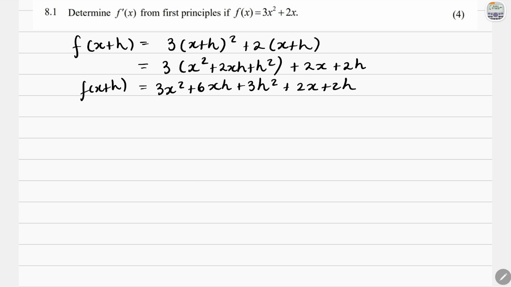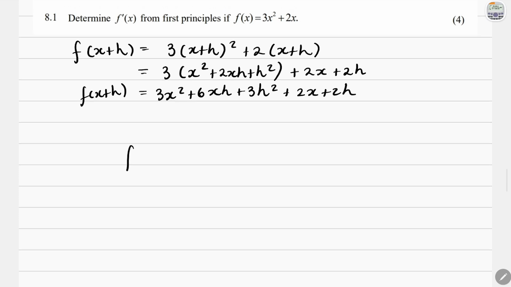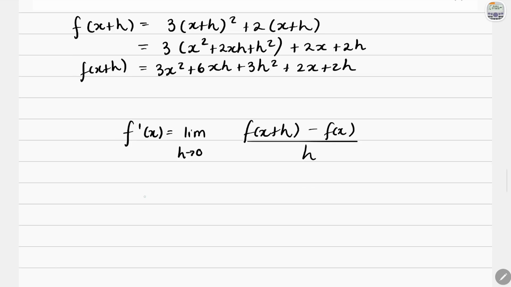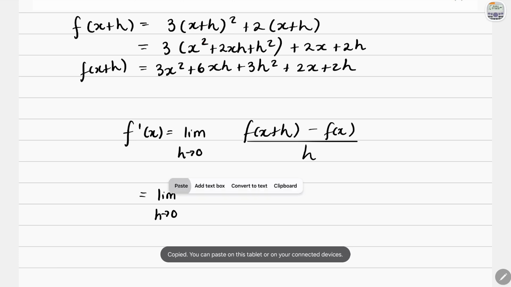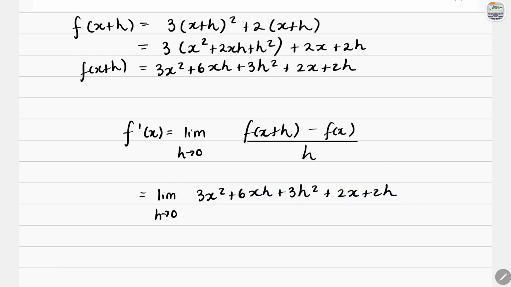And now we can find f prime of x from first principles. So this is our formula. F prime of x is equal to the limit as h approaches 0, and it's f of x plus h minus f of x over h. Okay, so this is equal to the limit as h approaches 0, and f of x plus h is all of this that we just found. We've already expanded it. And we're going to subtract this by f of x.